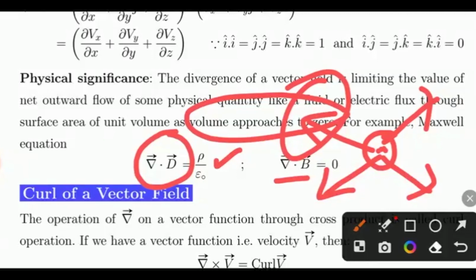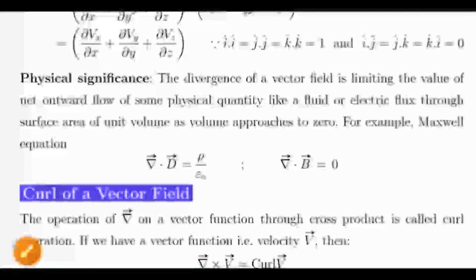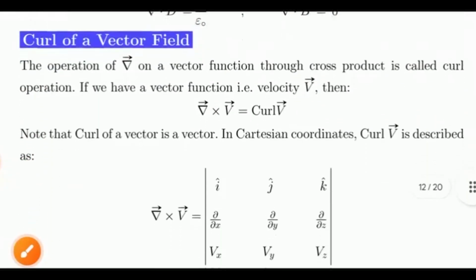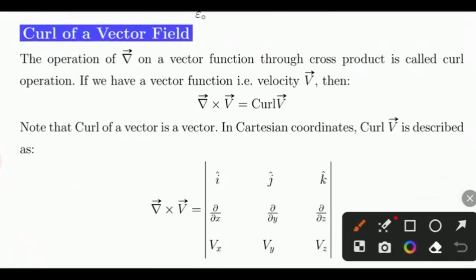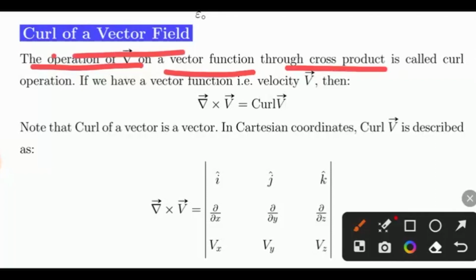And the third one here is about the curl of a vector field. Now, if we take the del operator and apply it on some vector function and take their cross product, then this new function will be known as the curl of a vector field. It can be expressed as del cross V or written as curl of V.